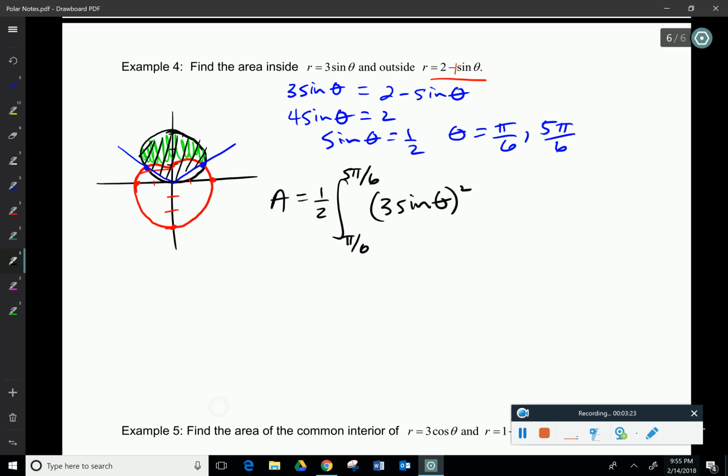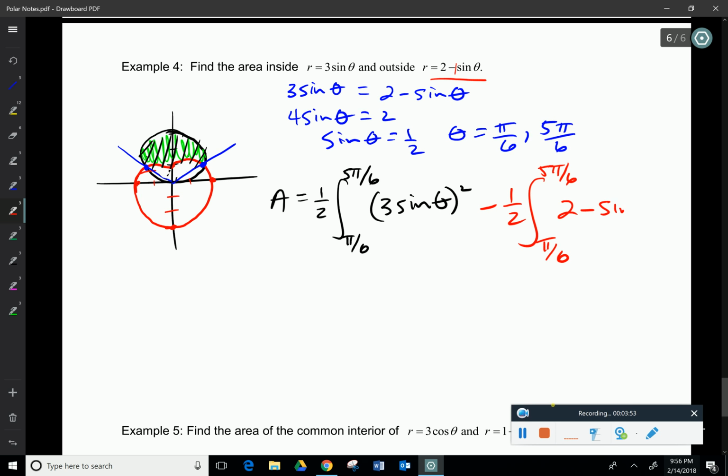But I don't want all of it, because I want to take out this part that's down here. Do you see that this part down here is the part that's inside the red circle? So basically, I want to subtract out the area that's inside the red circle between those two lines. So I'm going to subtract out, from pi over 6 to 5 pi over 6, the red one, which is the 2 minus sine theta.